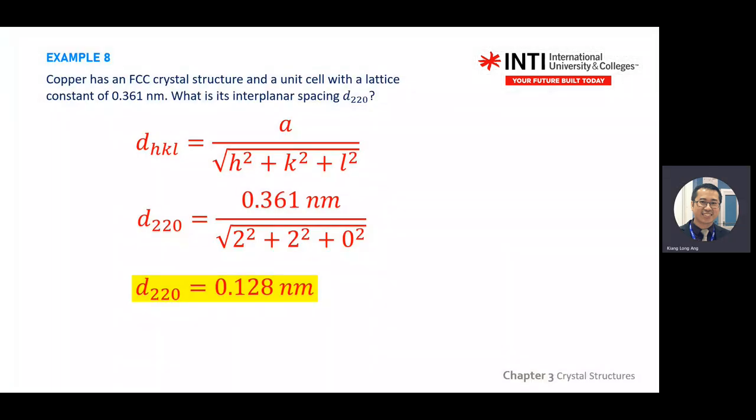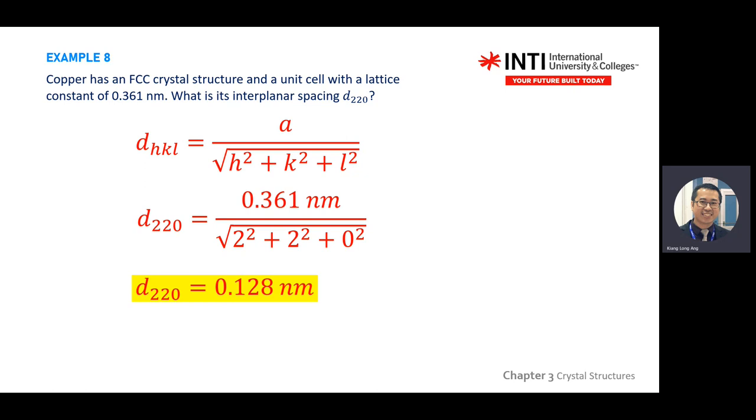So the calculation is quite simple, as you can see from this calculation. DHKL. The question asks you, given a copper FCC structure, a unit cell with a lattice constant 0.36 nanometer, where the lattice constant is your A, what is the interplanar spacing D220? What is 220? The first digit is H, the second digit is K, the third digit is L. You use this calculation, DHKL equals A divided by the square root of H squared plus K squared plus L squared. You just substitute the number.